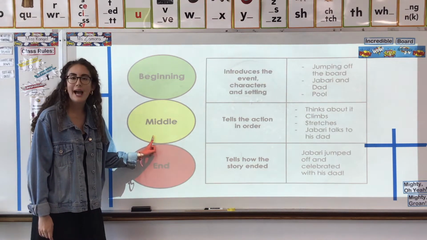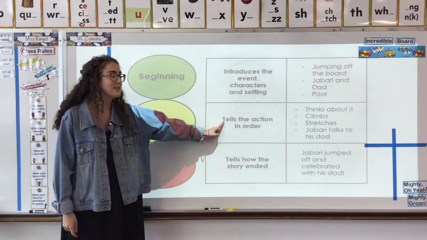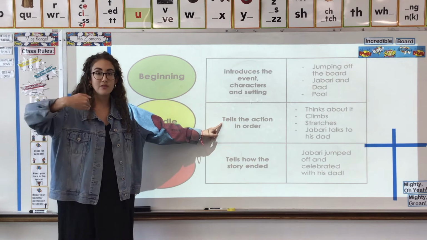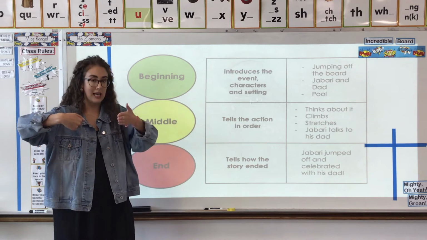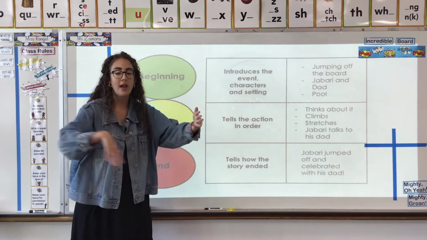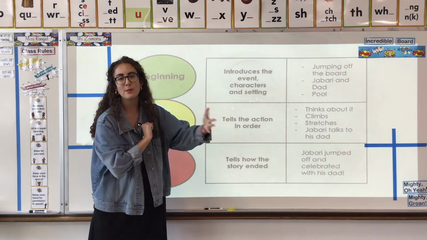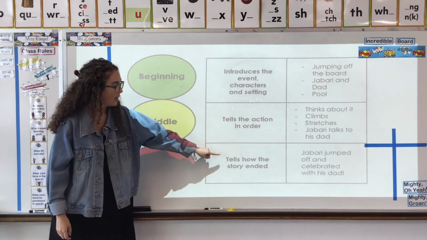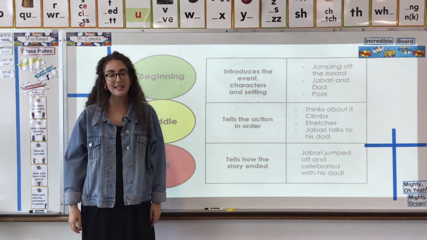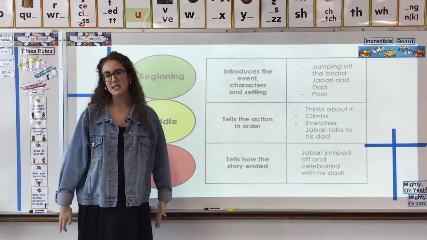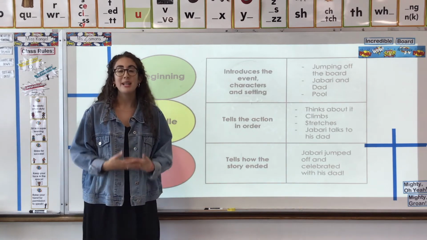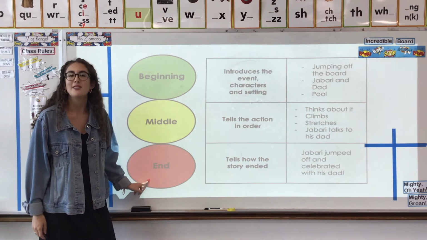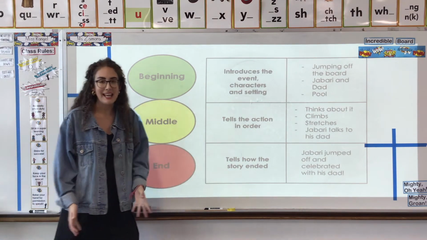In the middle, as we keep telling it, it tells the action in order. Remember, in a narrative, we have to talk about what happened first, second, third, fourth. Everything we write needs to be in order. And then as we end our story, we're going to tell how the story ended. Was it a happy or was it a sad ending? But in our personal narratives, we will have all three elements, so we will use all three in our storyboard.